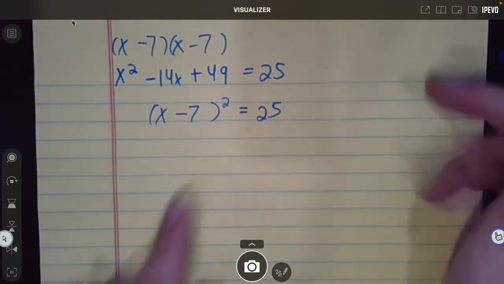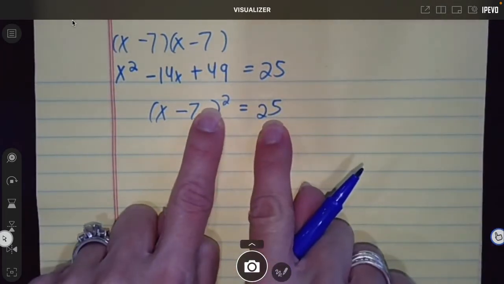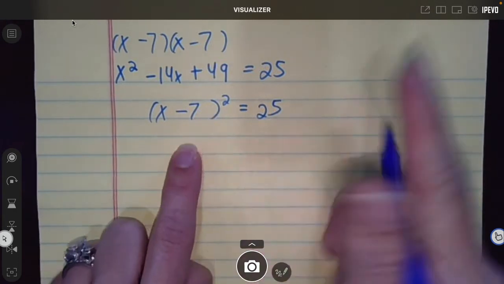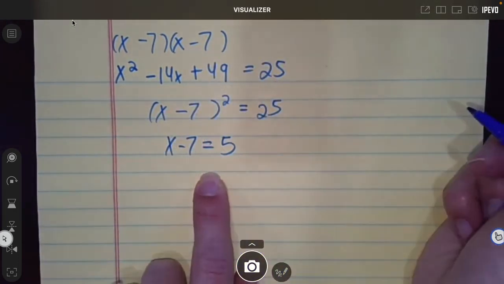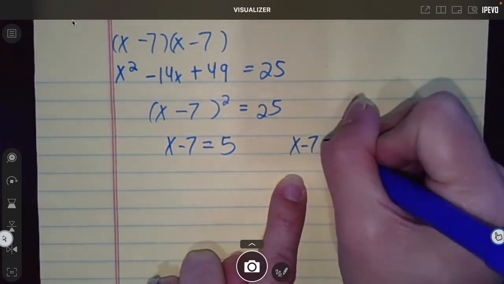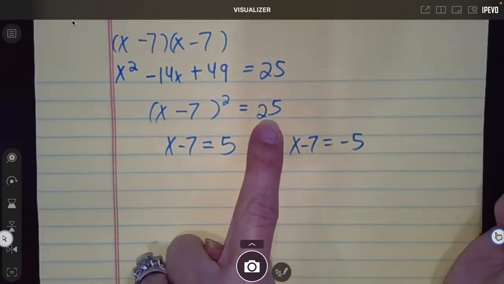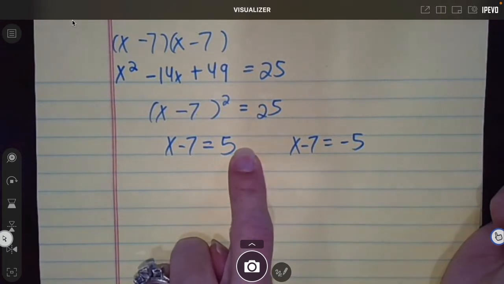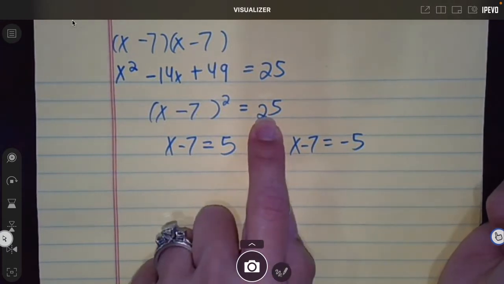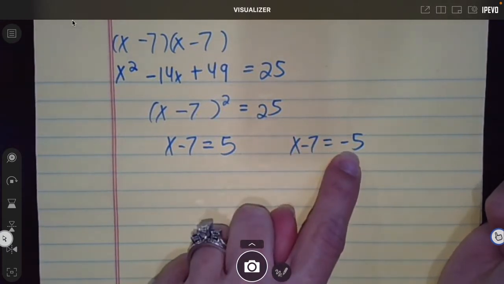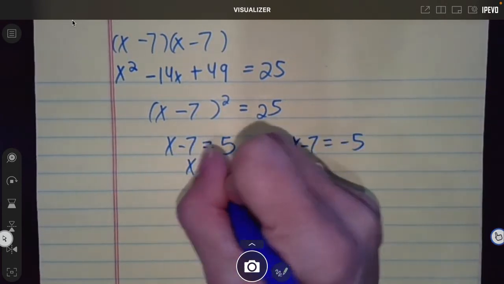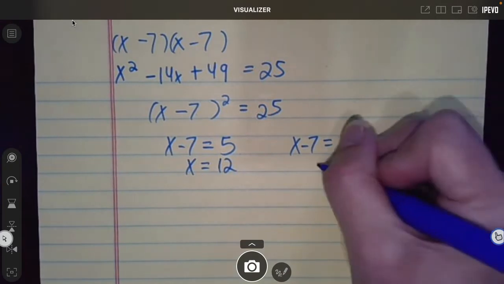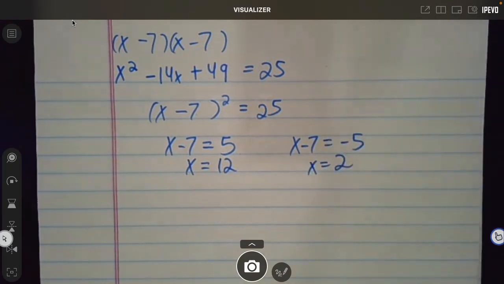Since both of those are perfect squares, what can I just do to each side? Square root them. So I get x minus 7 equals 5. And what's my other one? X minus 7 equals negative 5. Because when I square root 25, it could be a 5, or negative 5 times negative 5 is also 25. So your answer is 12. I'm going to add 7 and I get 12. And I'm going to add 7 and I get 2.